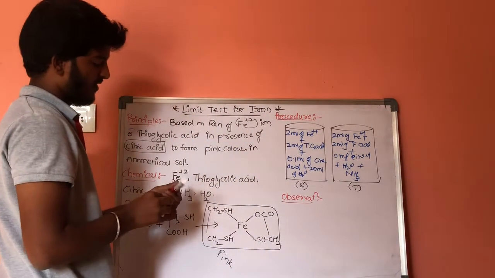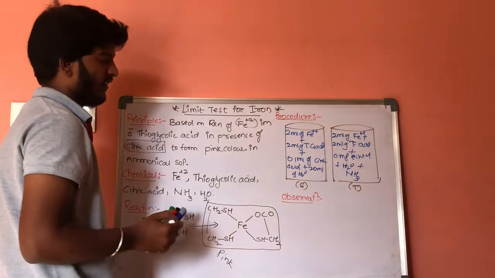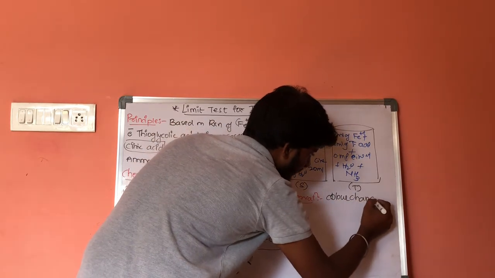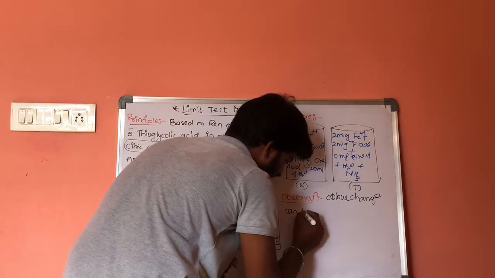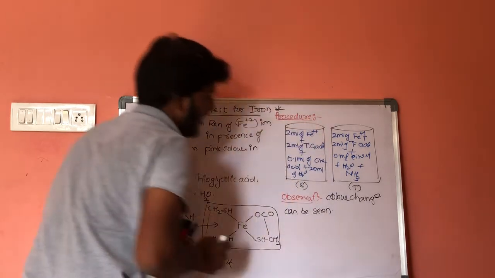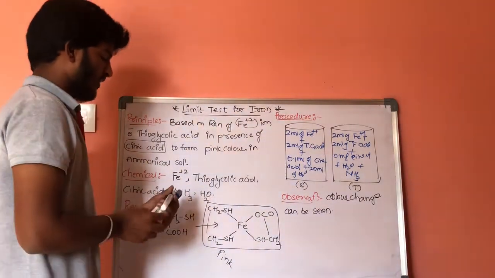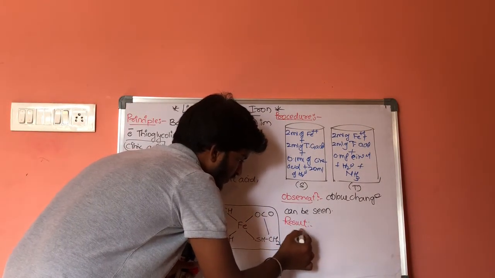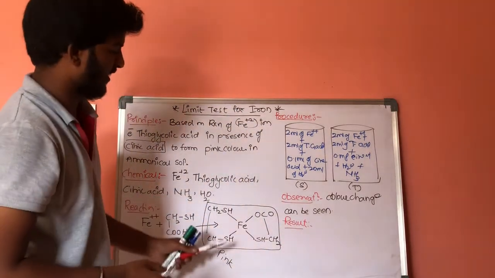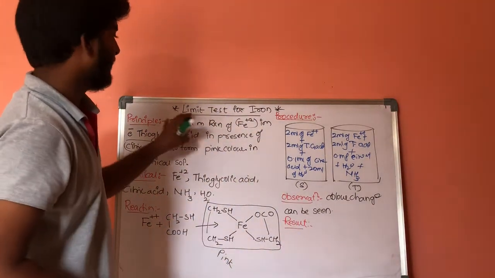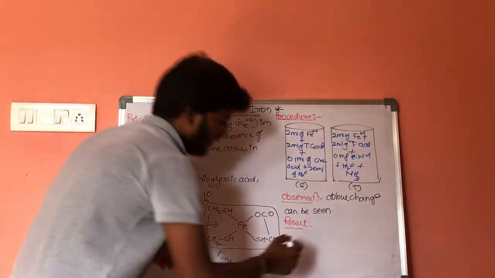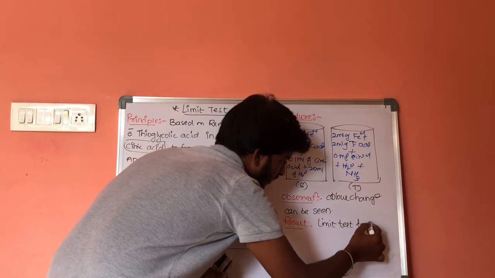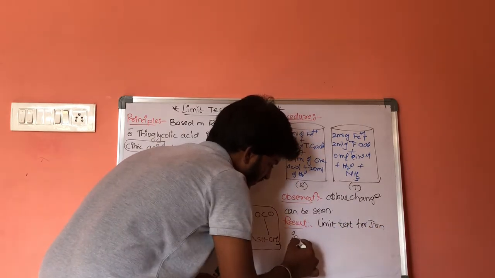If we discuss the observation, there will be a color change. The colorless solution will get converted to pink color, and the result is that after the change of color into pink solution, the limit test for iron is passed.